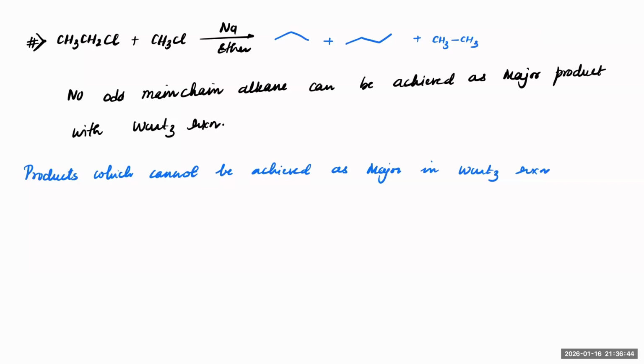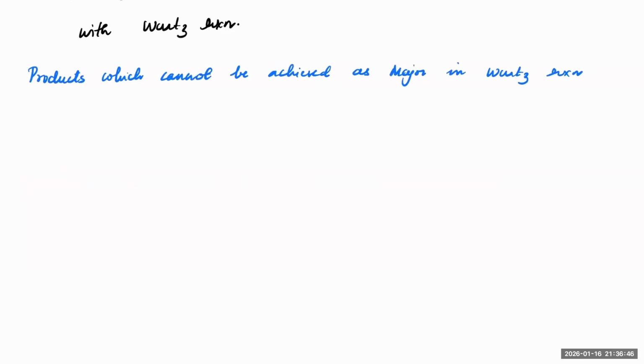So for the major product ones, which cannot come as a major product here, first one definitely methane. You cannot get methane as a major product. Then you have all three carbons here. Propane, you cannot get. Okay. Pentane, you cannot get like this. Got it? You cannot get this one. Pentane. 1, 2, 3, 4, 5, 6, 7. You cannot get this 7 carbon as a major product here. You cannot get this part.